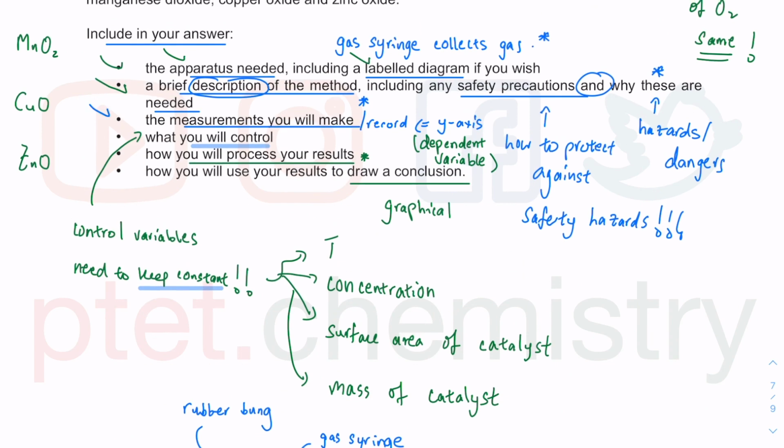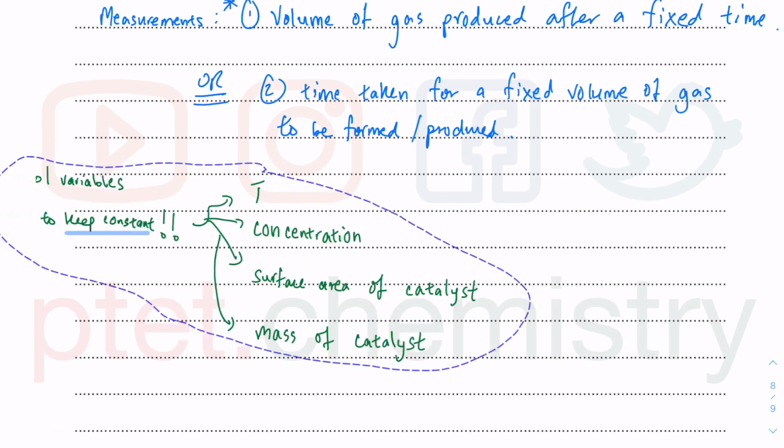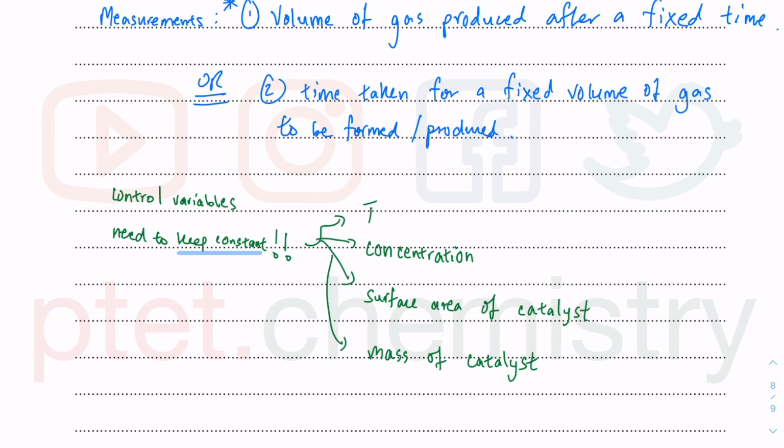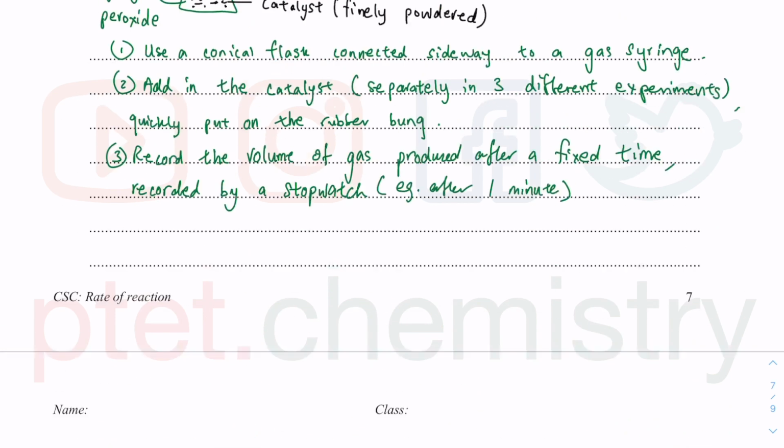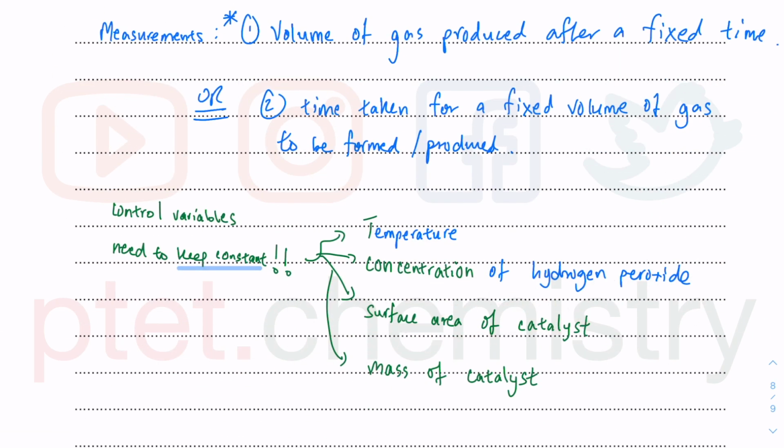What you will control, as I mentioned, these are our control variables. Control variables mean things you don't want to change, but they could affect the measurement of the time taken or the volume produced after a certain period of time. I just need to write it in full. Temperature there, and then the concentration of the hydrogen peroxide, and the surface area of the catalyst, which of course I used finely powdered. They have the maximum surface area exposed to the hydrogen peroxide, and therefore they bring about a faster rate of reaction, as stated in the previous lecture tutorial there.